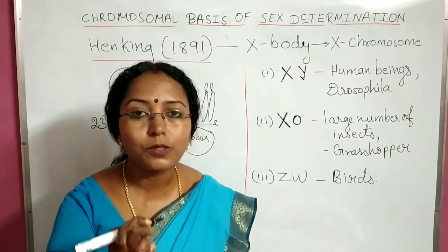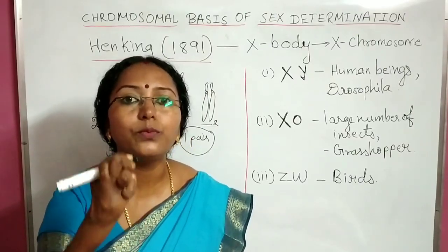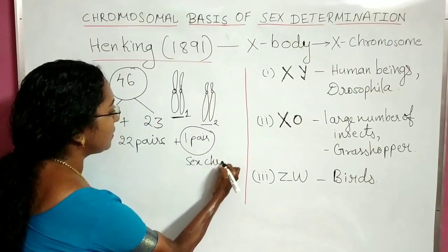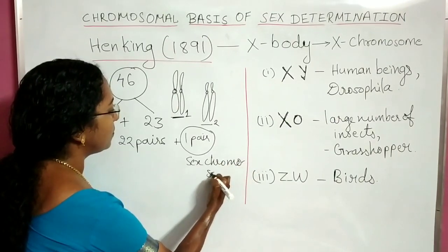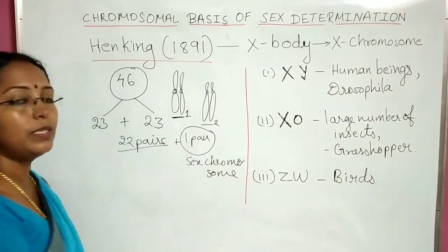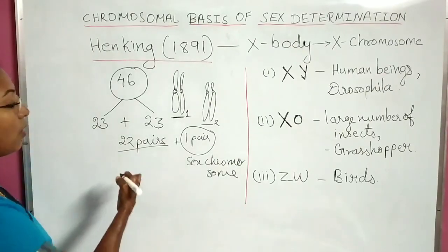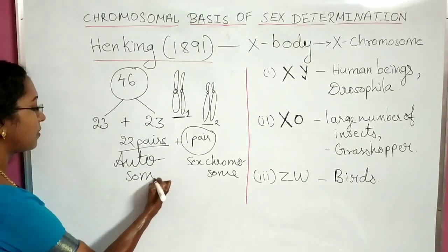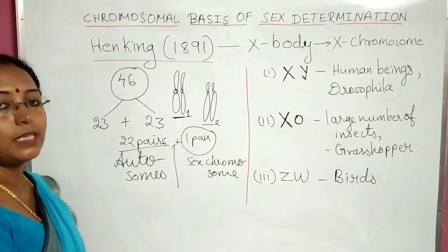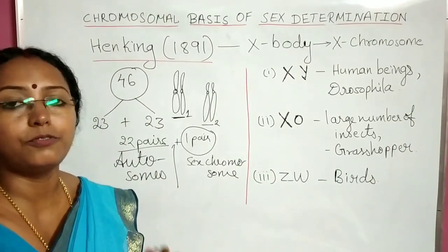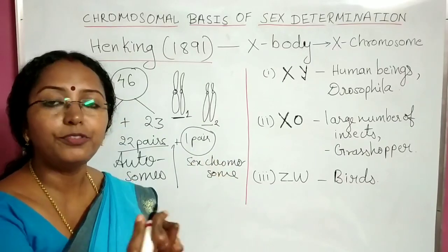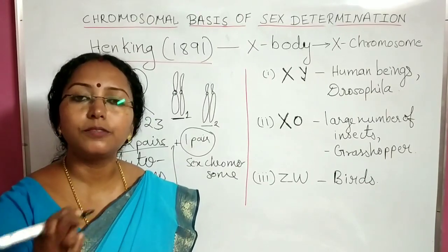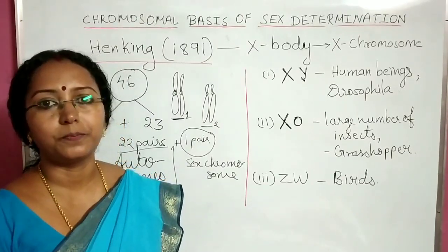So that is the chromosomal basis. Now let us focus our attention on that one pair. This one pair of chromosomes which is different, you call it the sex chromosome. What is the name given to these 22 pairs? They are called autosomes. So the 46 chromosomes I have divided into 22 pairs of autosomes and one pair of sex chromosome. So every human cell has 22 pairs of autosomes and one pair of sex chromosome.